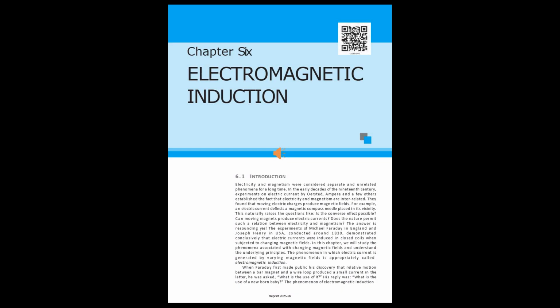Electromagnetic induction. Introduction. Electricity and magnetism were considered separate and unrelated phenomena for a long time. In the early decades of the 19th century, experiments on electric current by Ørsted, Ampere and a few others established the fact that electricity and magnetism are interrelated. They found that moving electric charges produce magnetic fields.